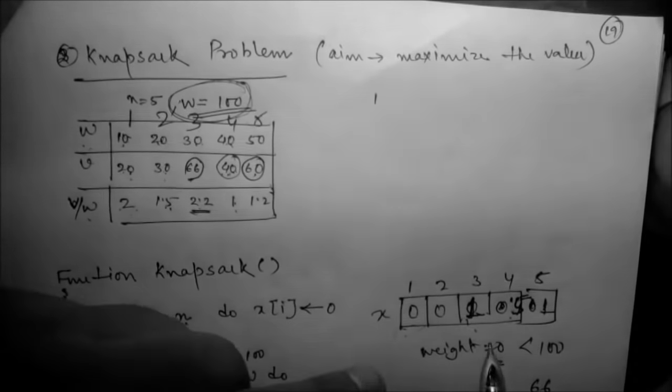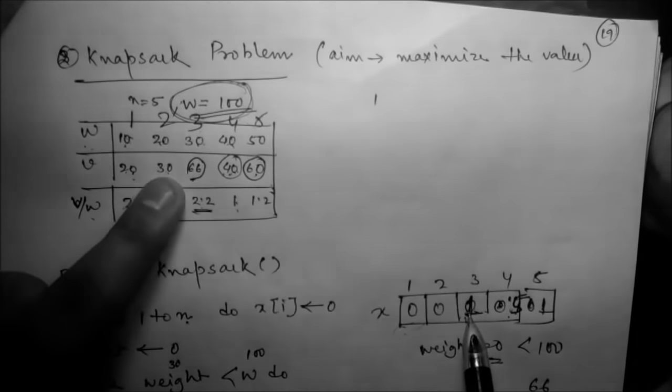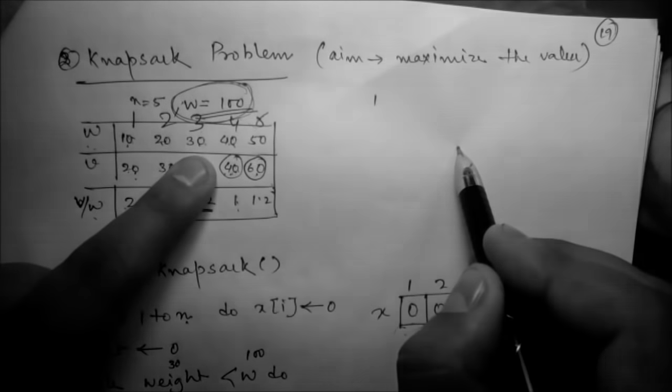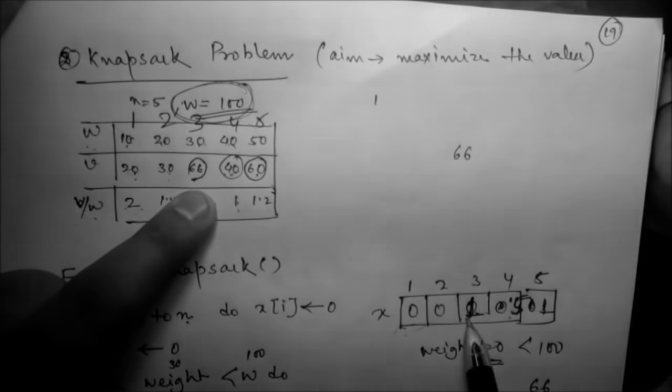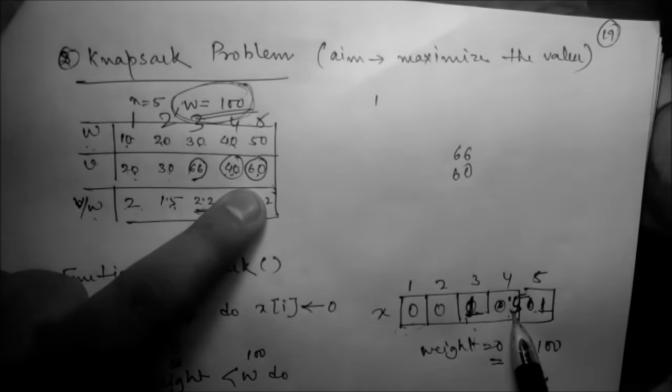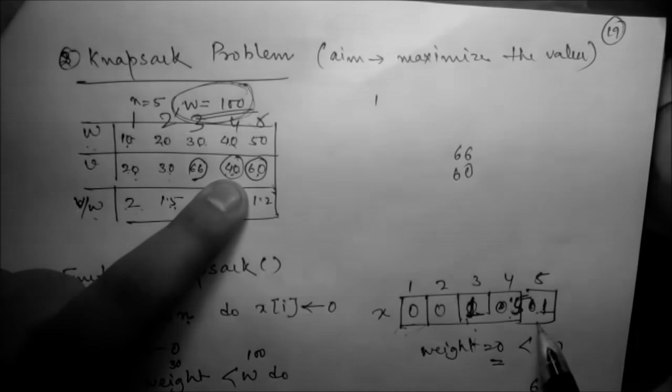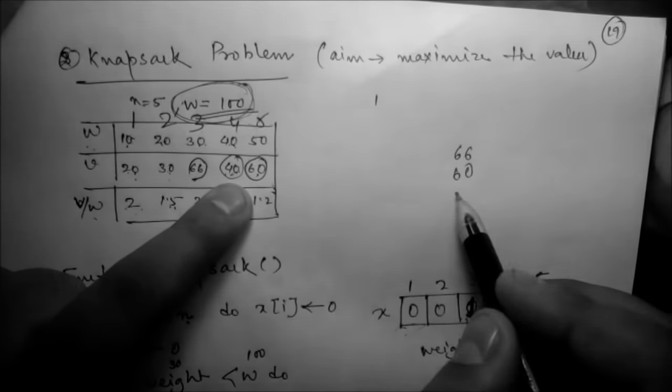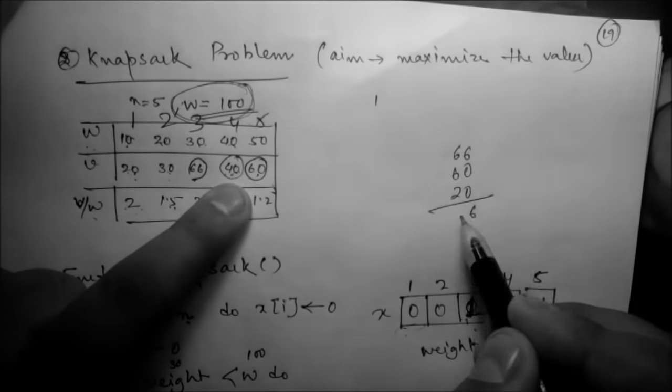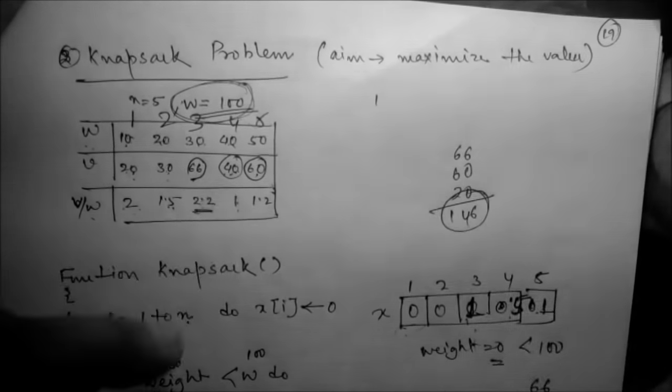So we have to select the third item in full, which gives 66. We select the fifth item in full, that means 60, and 0.5 of the fourth one. So we can get a value of 146.